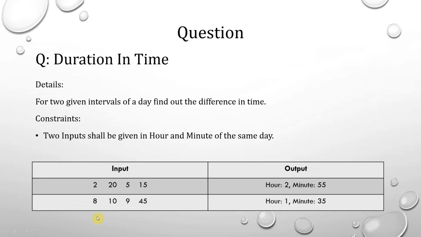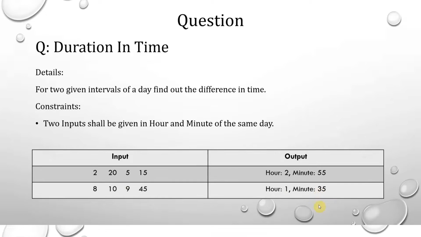So our input looks like this. Let's say our first input is hour 2 minute 20 at the start, and it ends at hour 5 and minute 15. So we need to find the difference between these two. The output should be hour 2 and minutes 55. That's the difference between these two intervals. Let's look at another example. If start hour is 8 and minutes is 10, and end hour is 9 and minutes is 45, the difference between these two should be 1 hour and 35 minutes.